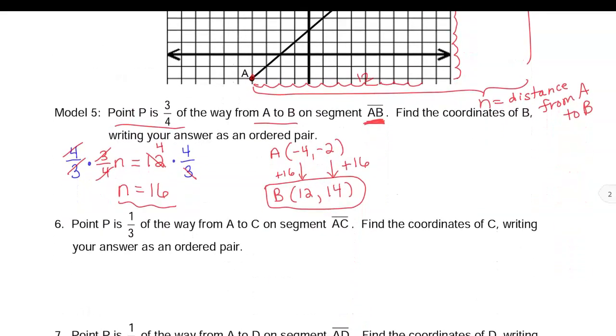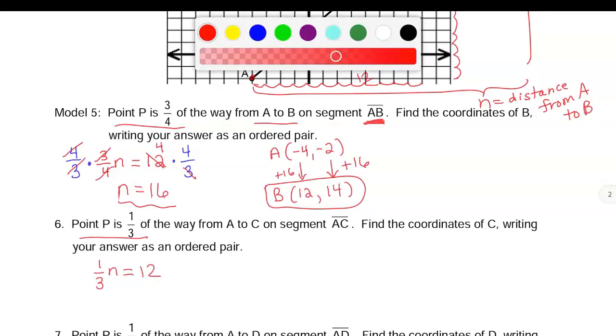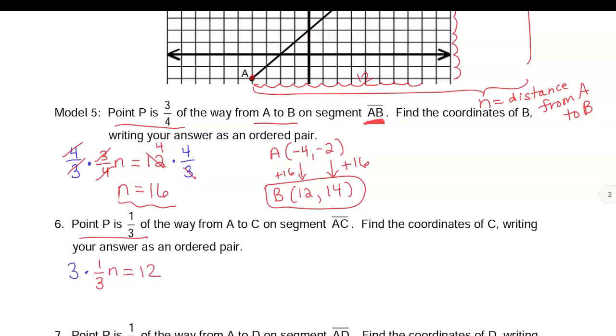Now we have the same idea, but P is now 1/3 of the way from A to a point C. So if I think of N as the horizontal distance from A to C, then I know 1/3 of N would be the distance 12, because P we know is 12 units from A. And now we're going to solve for N. So I'm going to multiply both sides of the equation by 3. That gives me N is 36.